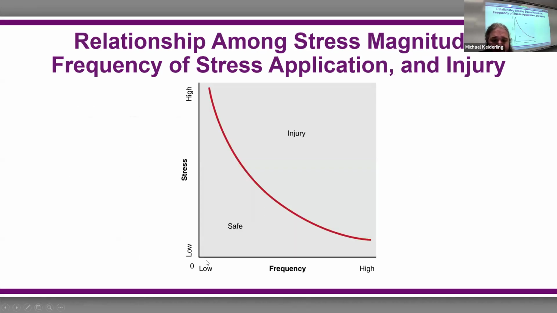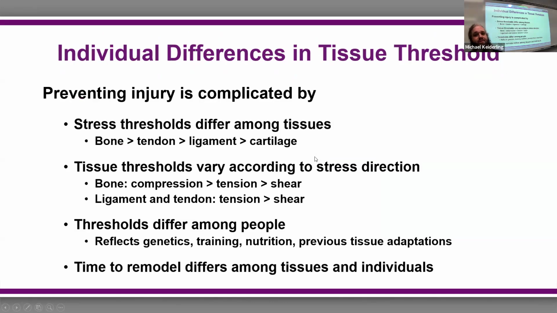So the basic idea is that a low frequency of high stress is safe, but as the frequency increases, the stress that's safe gets less and less. So you can have a low stress activity that you do with high frequency, or a higher stress activity that you do with low frequency. But if you have a medium stress activity that you do with medium frequency, and the frequency is not low enough, you can get an overuse injury in this area.